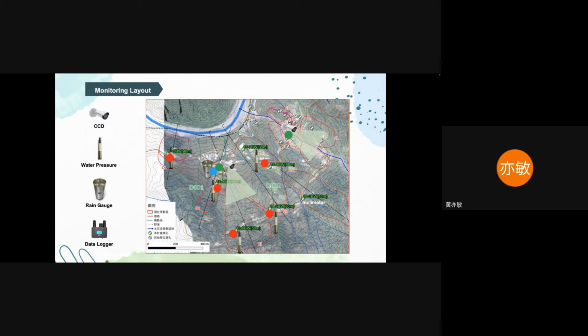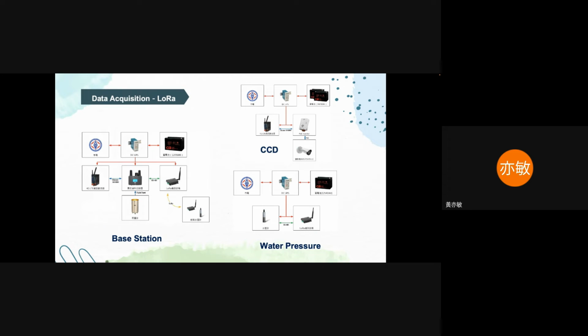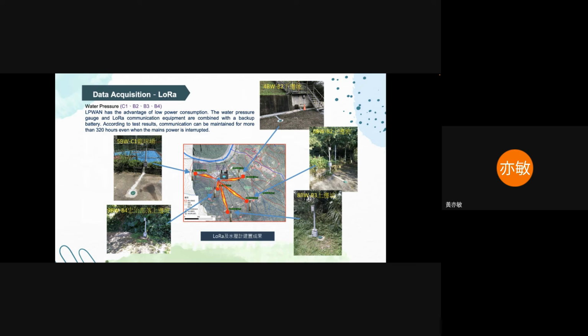Second, we want to measure how much rain, the precipitation, so we need a rain gauge. We set up the rain gauge at different locations, and also we need a data logger to collect all the data. So we have a smaller WSN for the CCD and for our water pressures, and also a wider, larger WSN for the base station. We collect the different types of sensors together.